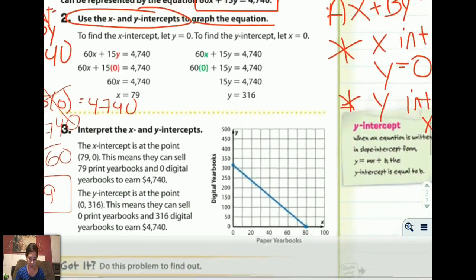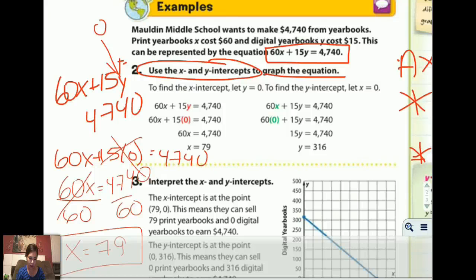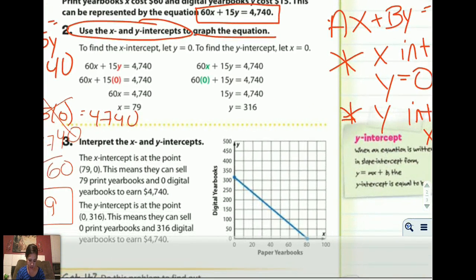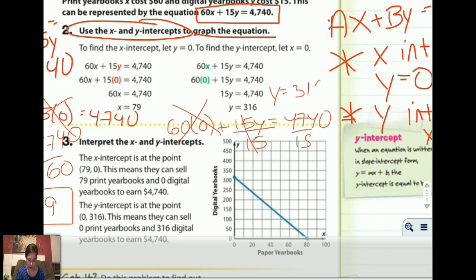Now let's find the y-intercept. Same thing. To find my y-intercept, I'm going to put in a 0 where x is. So how's that going to look? I'm going to have 60 times 0 plus 15y is equal to 4,740. So what happens? Anything times 0 cancels out. It's not there anymore. I have 15y equals 4,740. To get rid of that 15, I need to do the opposite, which is to divide. And so I have that y is equal to 316, and that's my y-intercept.